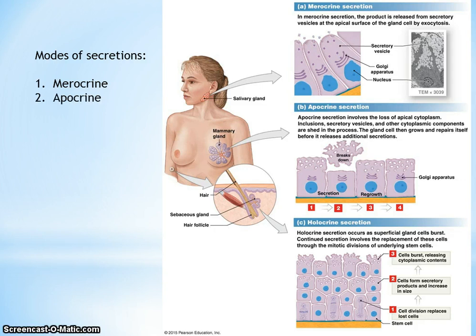The second type is apocrine secretion. In this type of gland, we are losing a portion of the cell along with the secretion. The third type is the holocrine secretion, where the entire cell bursts, resulting in cell death of that glandular cell. So the cell itself is totally shed along with its secretion.